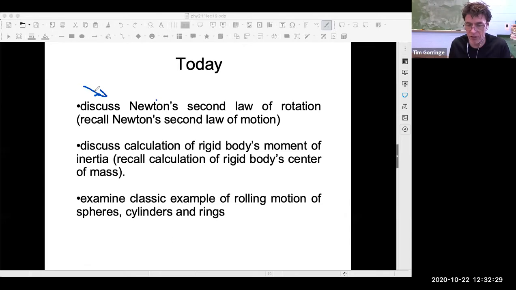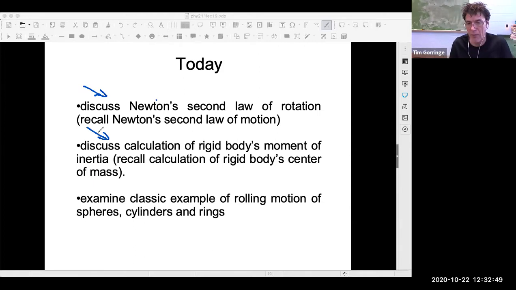It's a quantity that reflects the mass and mass distribution of a rigid body. It's sort of another quantity like center of mass of a rigid body, reflecting the mass and the matter distribution of a rigid body. So that's the second topic.